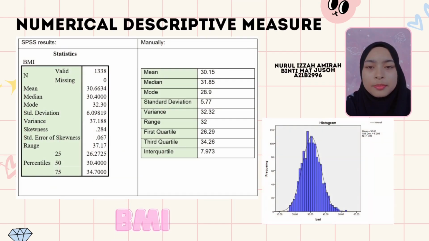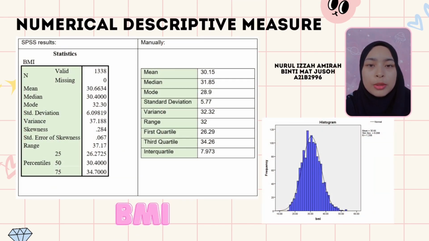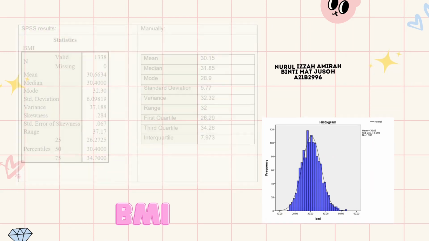Next is BMI. There is a difference in value between manual calculation and calculation using IBM SPSS software. The median, mode, range, standard deviation, variance and quartile in manual calculation are slightly different in terms of values from calculation using software. However, the mean values are the same in this income data set variable. The shape of the distribution graph is symmetric.